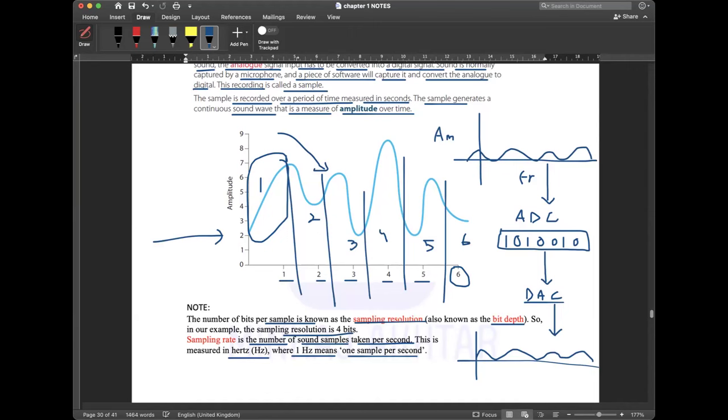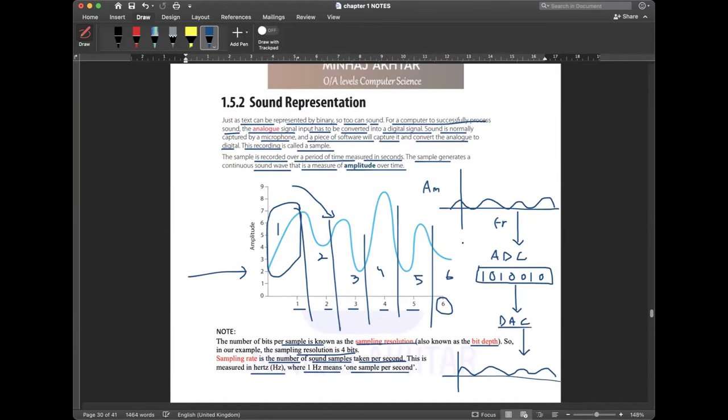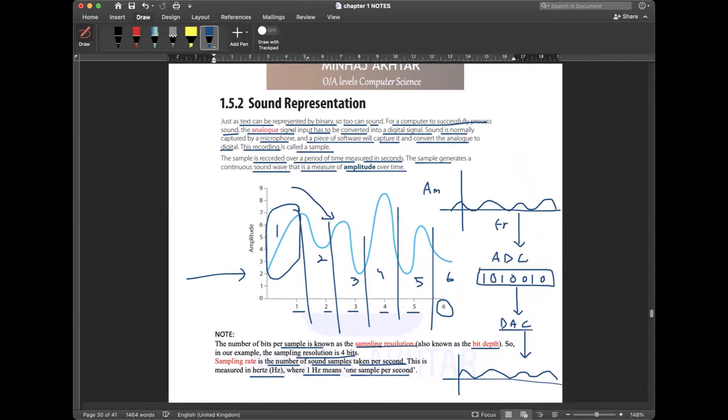Any confusion? No. Okay, what I want you to write down is about analog to digital and digital to analog in your own wording. I want the sampling resolution definition. I want the sampling rate definition. Do it quick. You have only 4 minutes for it. All right.